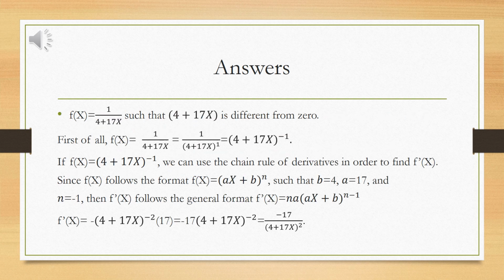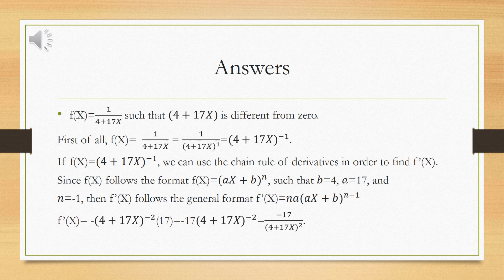f(x) = 1/(4 + 17x), such that 4 + 17x is different from 0. First of all, f(x) can be written as 1/(4 + 17x)^1, which is the same as (4 + 17x)^(-1). If f(x) = (4 + 17x)^(-1), we can use the chain rule of derivatives in order to find f'(x).